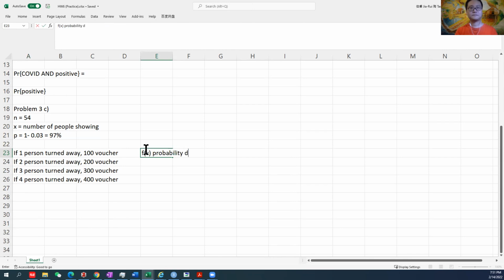So notice the difference between a lowercase f(x), that's what we call the probability density, right? And a capitalized F(x), that's what we know as a cumulative probability. So for this question, because we only assess the probability of exactly 1 person turned away, that would be translated to a probability of X exactly equal to 51.